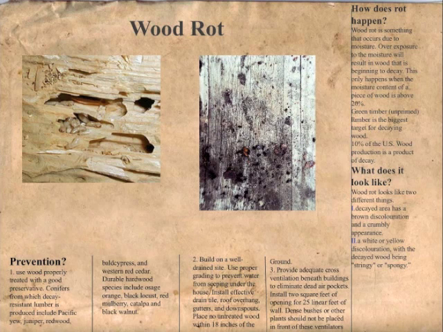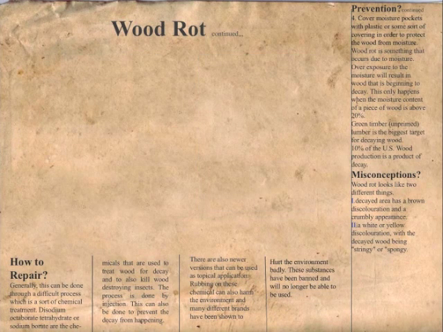Just like rust, in order to get rid of it, you need to have paint or something on the surface like lamination or some type of sealant to keep out the moisture, and animals such as these insects right here. These are wood-eating insects. 10% of the U.S.'s wood product is actually decayed. That's a lot of wood.